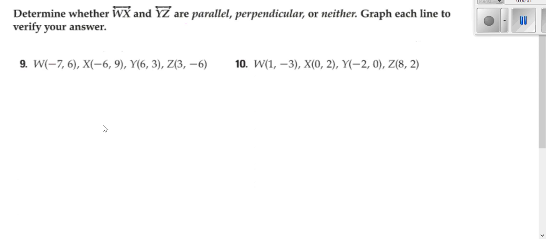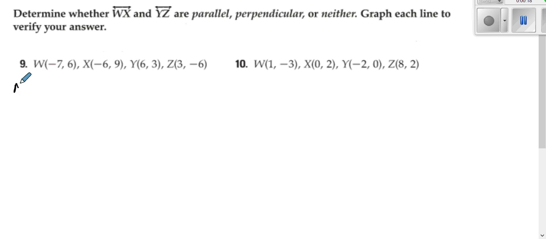Let's talk about how to do number 9 from page 181. It says determine whether WX and YZ are parallel, perpendicular, or neither. The first thing that you need to do in order to be able to do this question is to find the slope of these two lines.